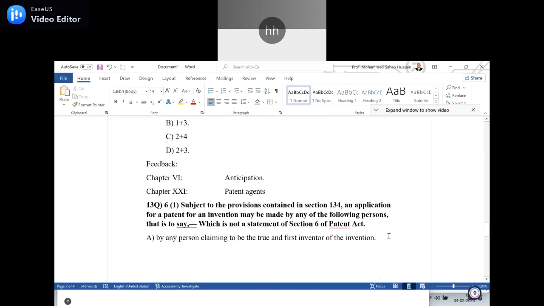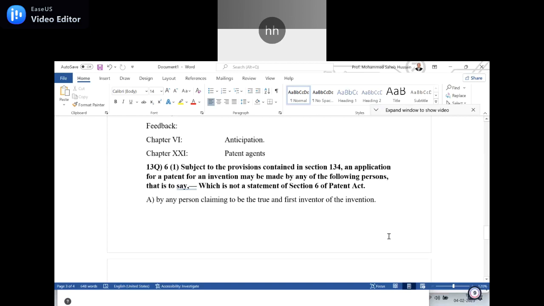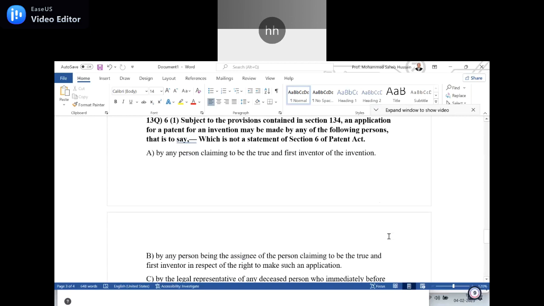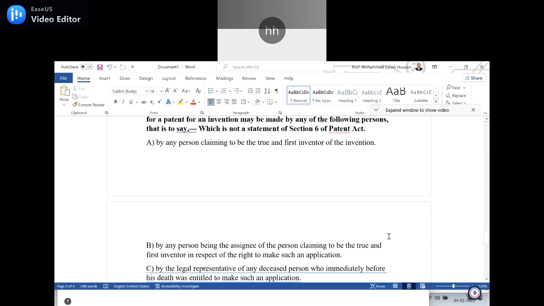Section 6 of the Patent Act: subject to the provisions contained in Section 134, an application for a patent for inventions may be made by any of the following persons. Which is not a statement of Section 6 of the Patent Act? I made the options A, B, C, D. A, by any person claiming to be the true and first inventor of the invention. B, by any person being the assignee of the person claiming to be the true and first inventor in respect of the right to make such an application.